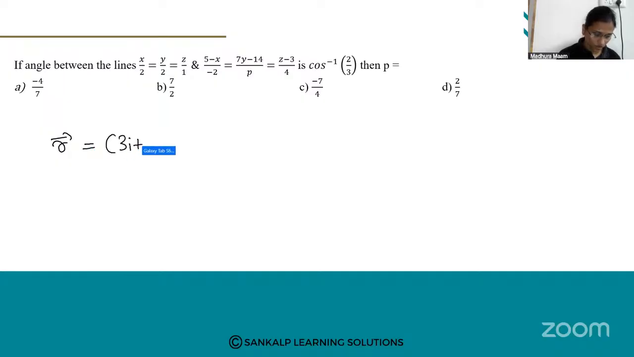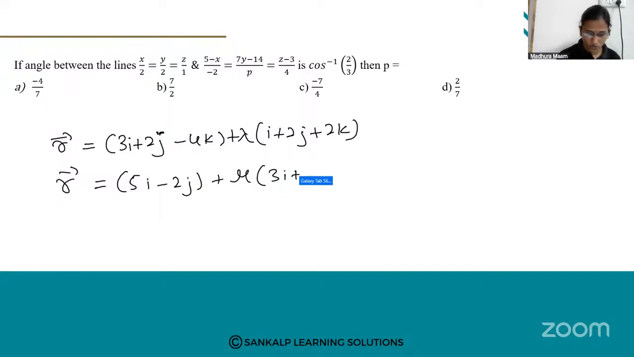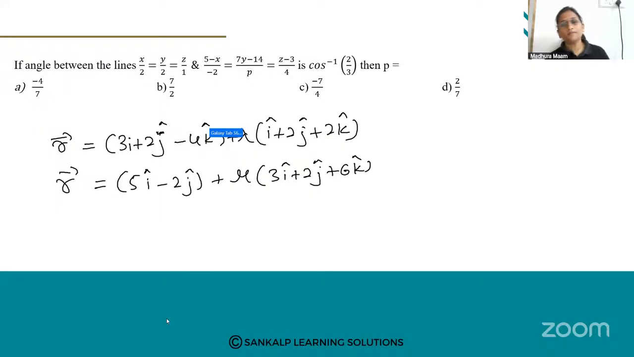3i plus 2j minus 4k plus lambda into i plus 2j plus 2k. And the one more equation of line in the vector form is 5i minus 2j plus mu into 3i plus 2j plus 6k. So my question is: find the angle between the lines. These are the given lines. So this is in which form?